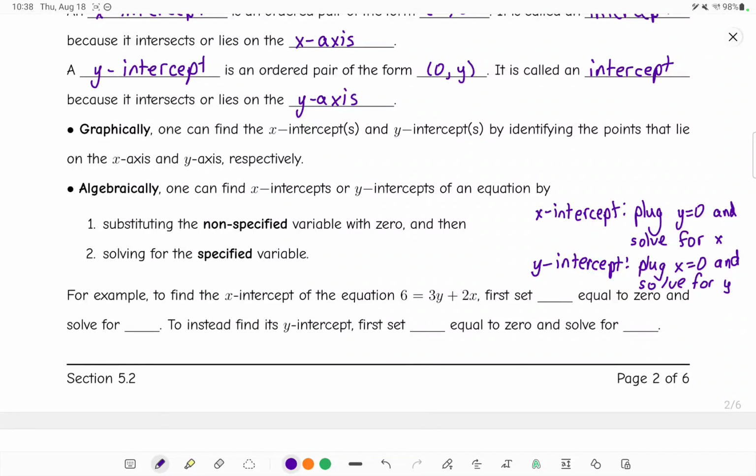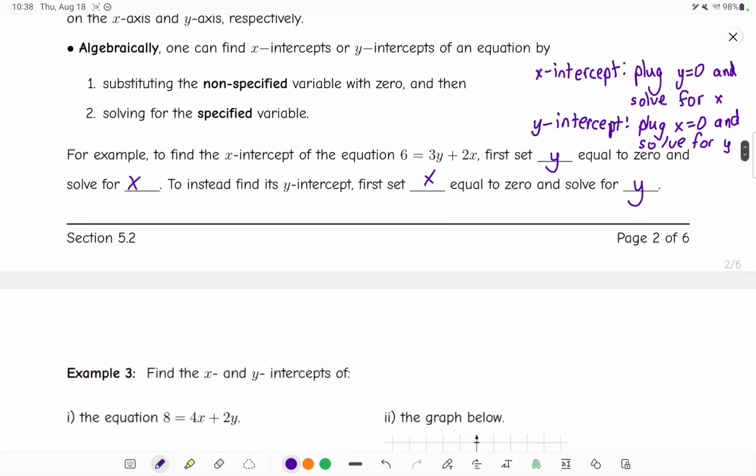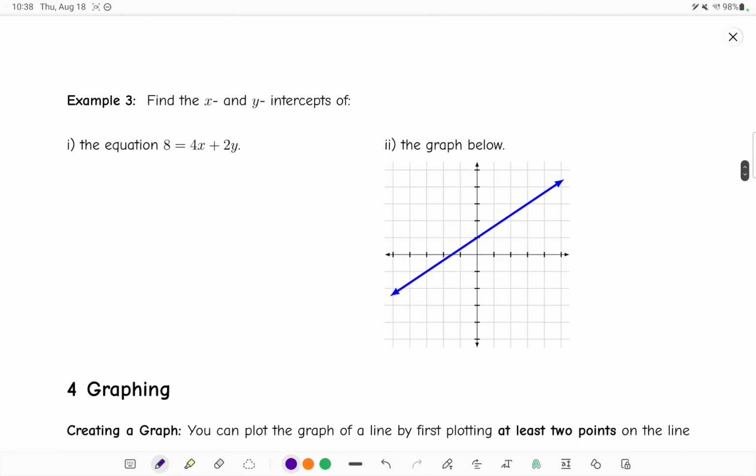For example, to find the x-intercept of the equation 6 equals 3y plus 2x, first set y equal to 0 and solve for x. To instead find its y-intercept, set x equal to 0 and solve for y. Example 3. Find the x and y-intercepts of the following. So part 1, we're given an equation. So let's start off by finding the x-intercept. So you do this by plugging 0 in for y. So we get 8 equals 4x plus 2 times 0. So 8 equals 4x, divide by 4, divide by 4, 2 equals x.